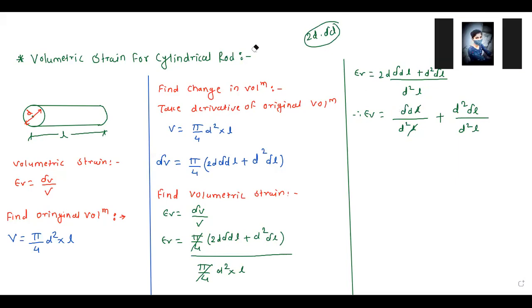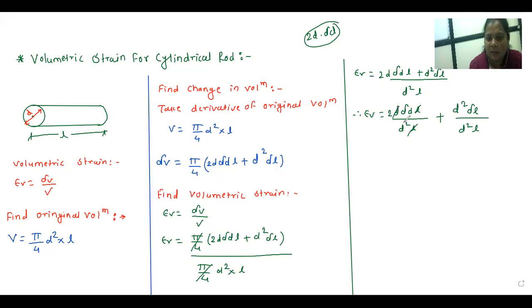Ma'am, yes, volume of cylinder is pi r square h, right? Yes, pi r square h or pi by 4 d square into L. So these are the same. Okay. So 2 into d into del d.